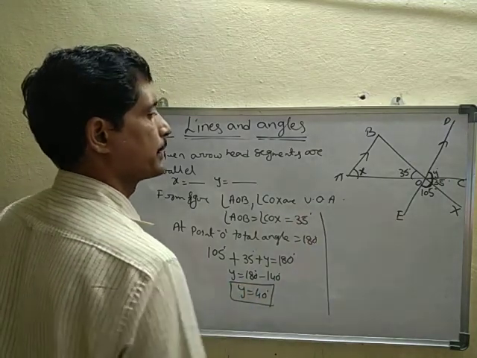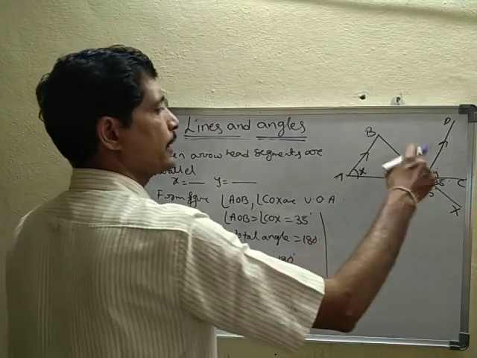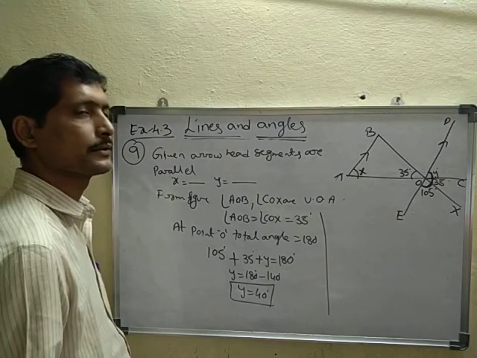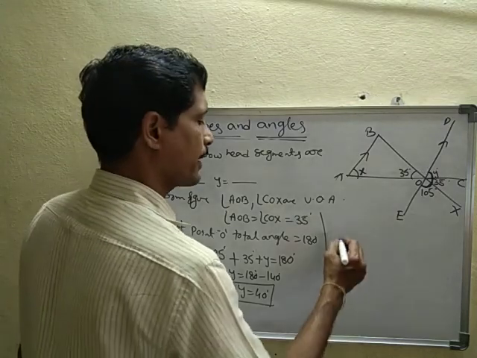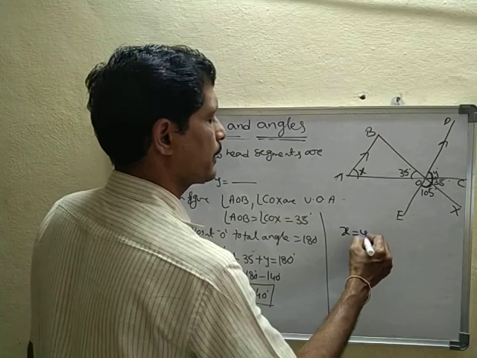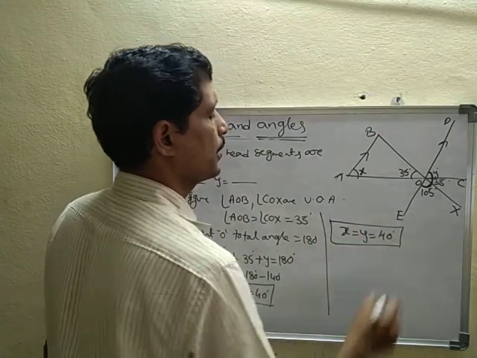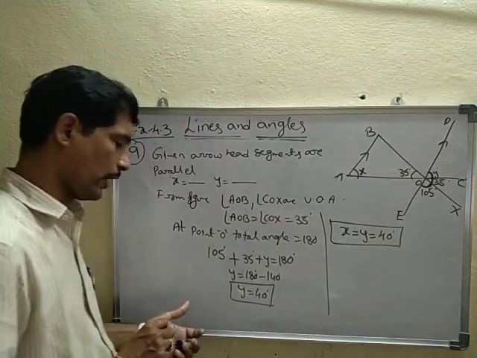Y equal to 40 degrees. Here AB and CD are parallel, means x and y are corresponding angles. Therefore, x and y are corresponding angles. Therefore, x equal to y equal to 40 degrees. Both are equal.